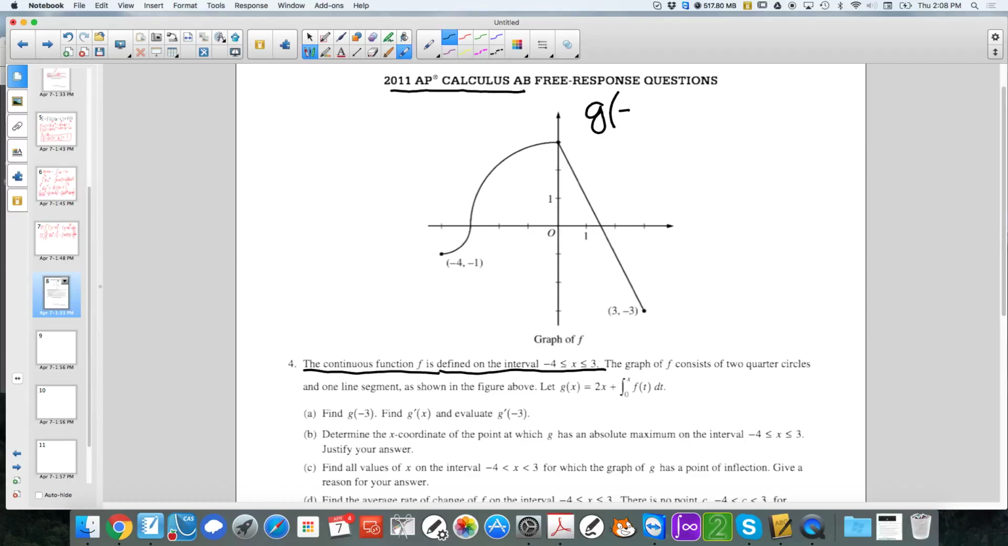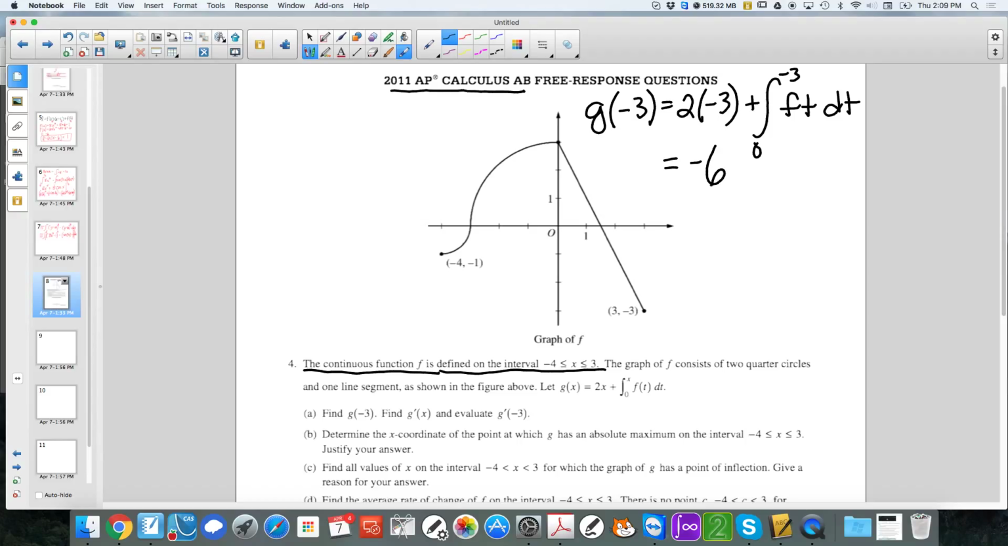We're going to find g of -3, and we're just going to fill that -3 in, so that means we're going to find 2 times -3 plus the integral from 0 to -3 of f of t dt. So now we have these negative signs in there, right? Let's see if we can find our correct answers. What is 2 times -3? It is -6. Excellent. -6.